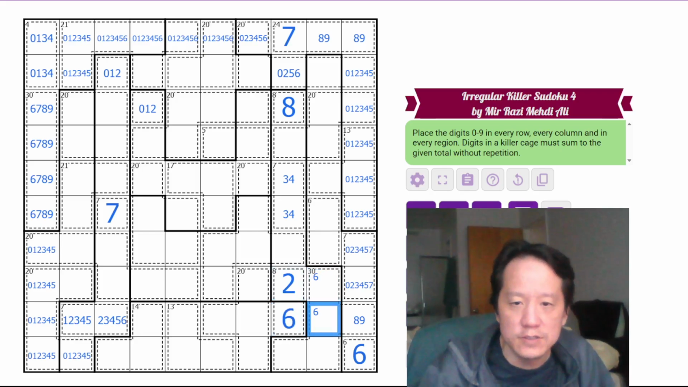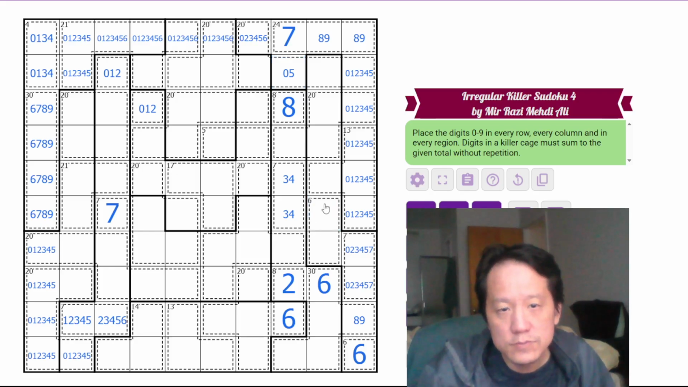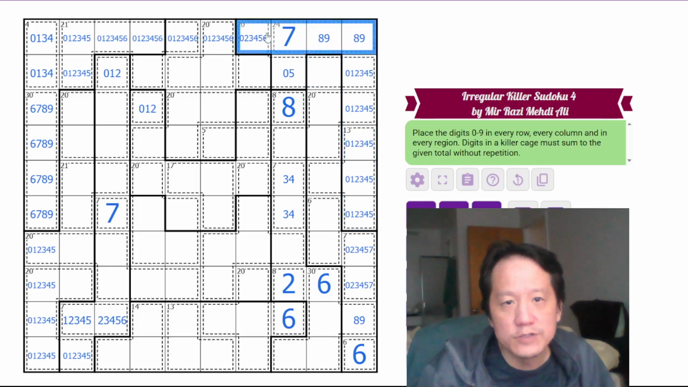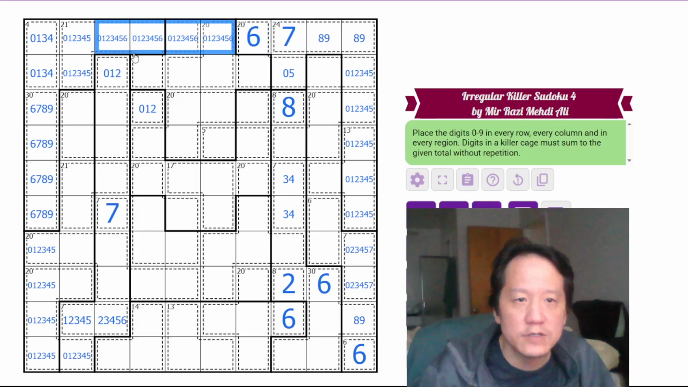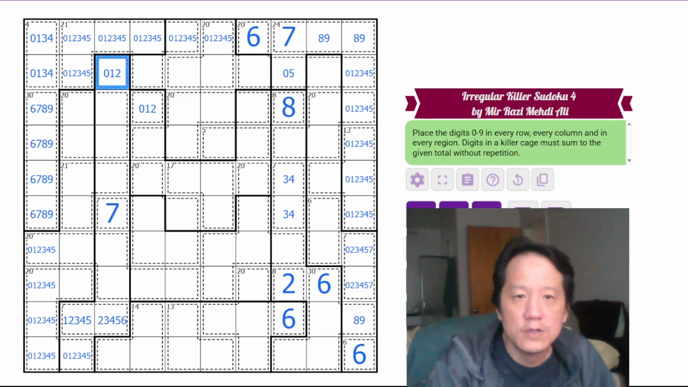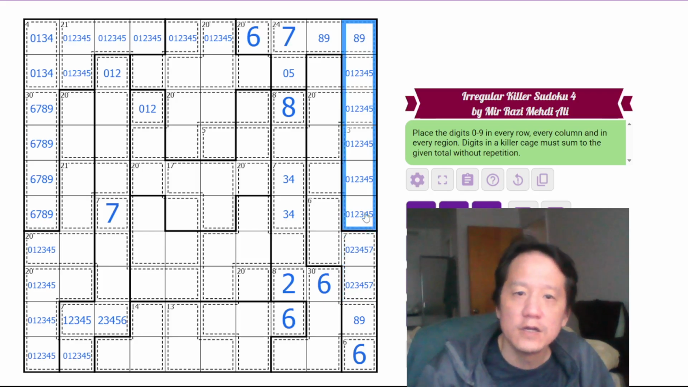This can't be 6. Where is a 6 in column 8? It's column 9. It has to be here. So this is 6. This is 2. This eliminates 2 and 6 here. This is 0, 5. That means where is the 6 in this region? It must be here. So none of these can be 6 here. This is 0, 5.